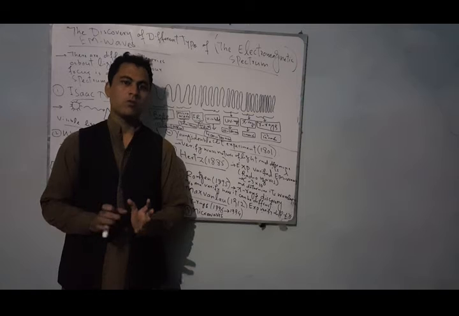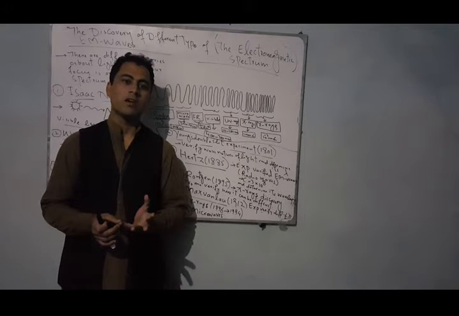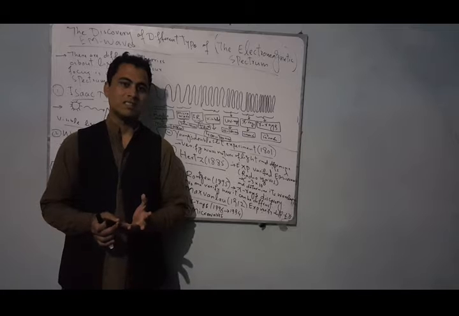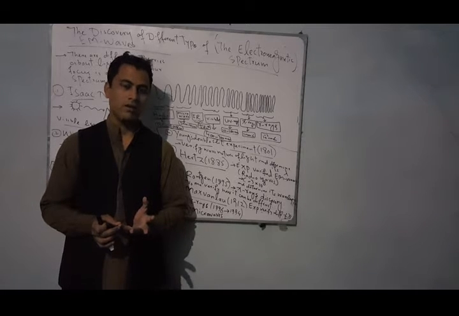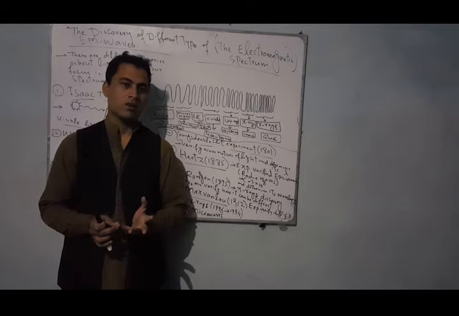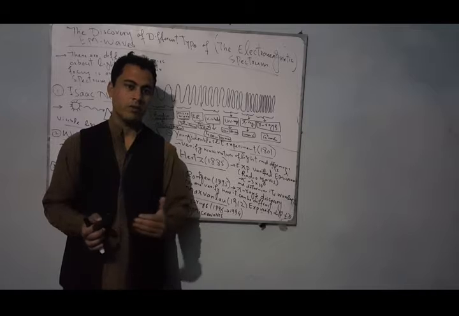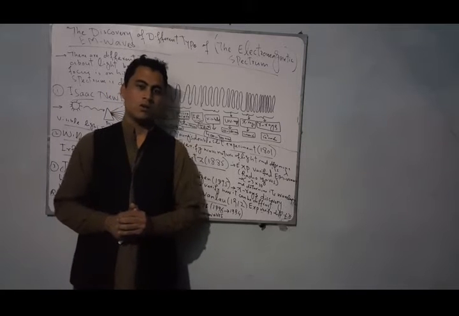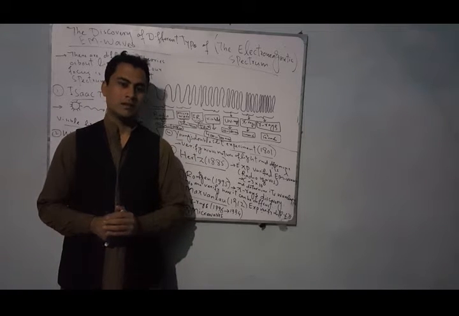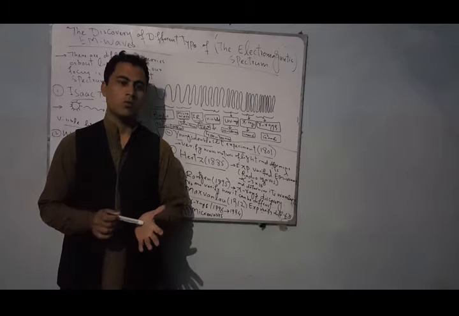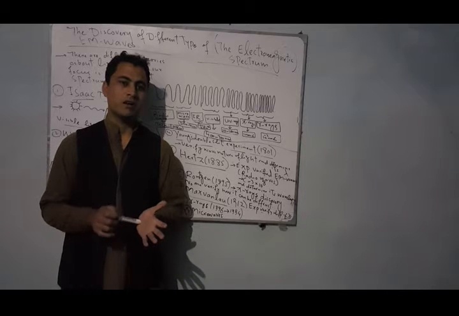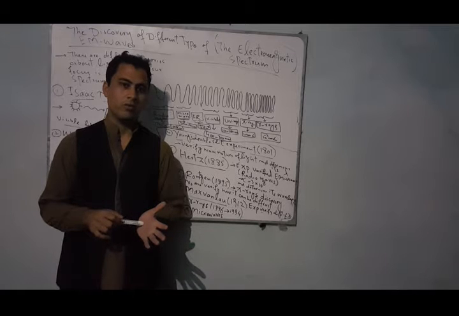Or even in the field of electronics, in the field of medicine, such as MRI, CT scan, X-rays, ultraviolet radiation, etc., play a very important role in different fields. So let us now discuss who are basically the main scientists who discovered these different kinds of electromagnetic waves.